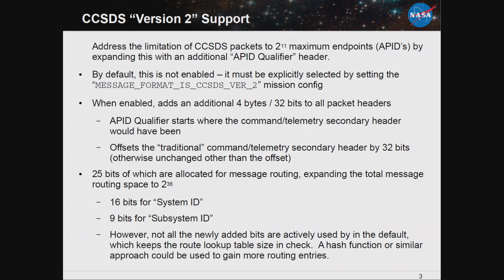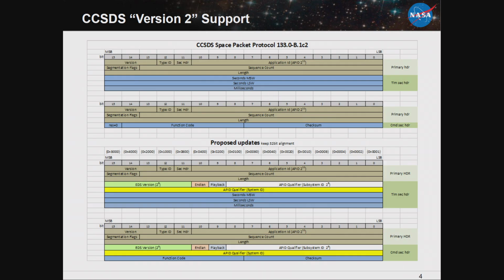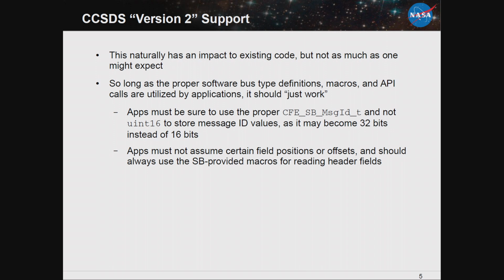Jonathan already talked about the CCSDS version 2 support, so I won't rehash this, but that's in there. You can enable it with the message format as CCSDS version 2, and it generally just works. Duplicate of Jonathan's slide, we'll skip that. The impacts, we did test this with a number of apps, and I have personally tested it with a number of apps as well. And as long as applications have used the correct abstractions, being the type name and the macros for reading and writing fields in the header, it generally just works.